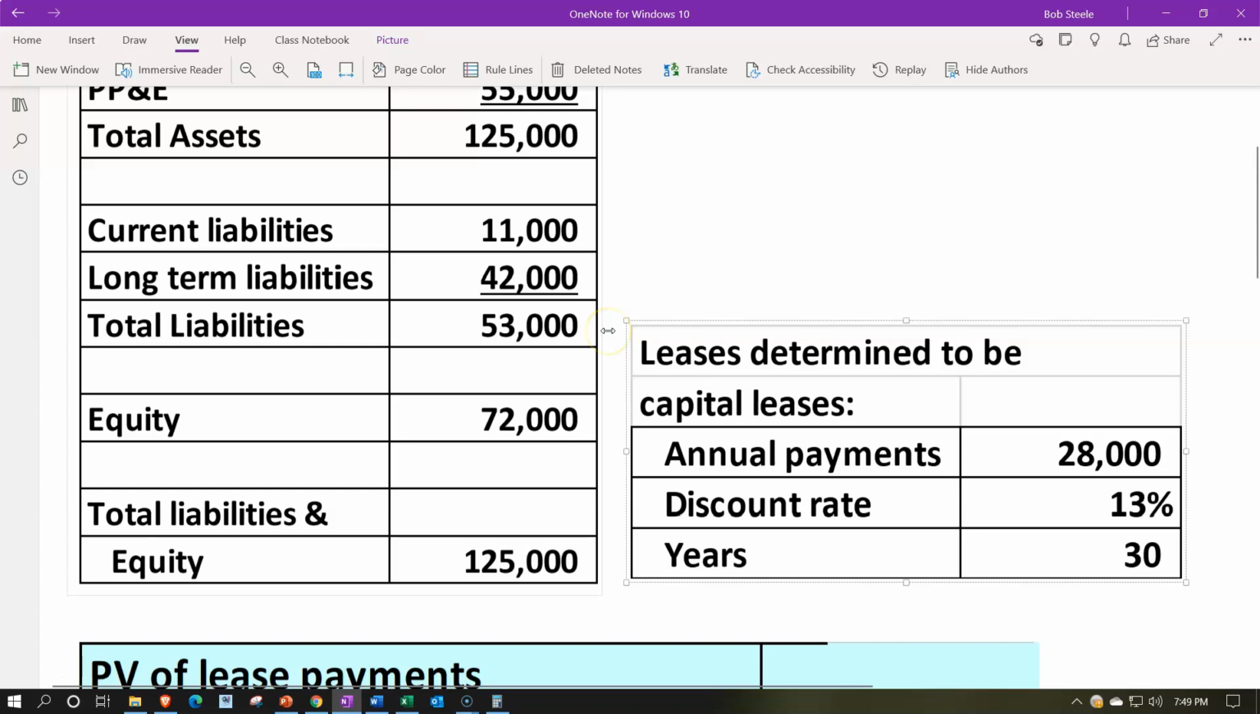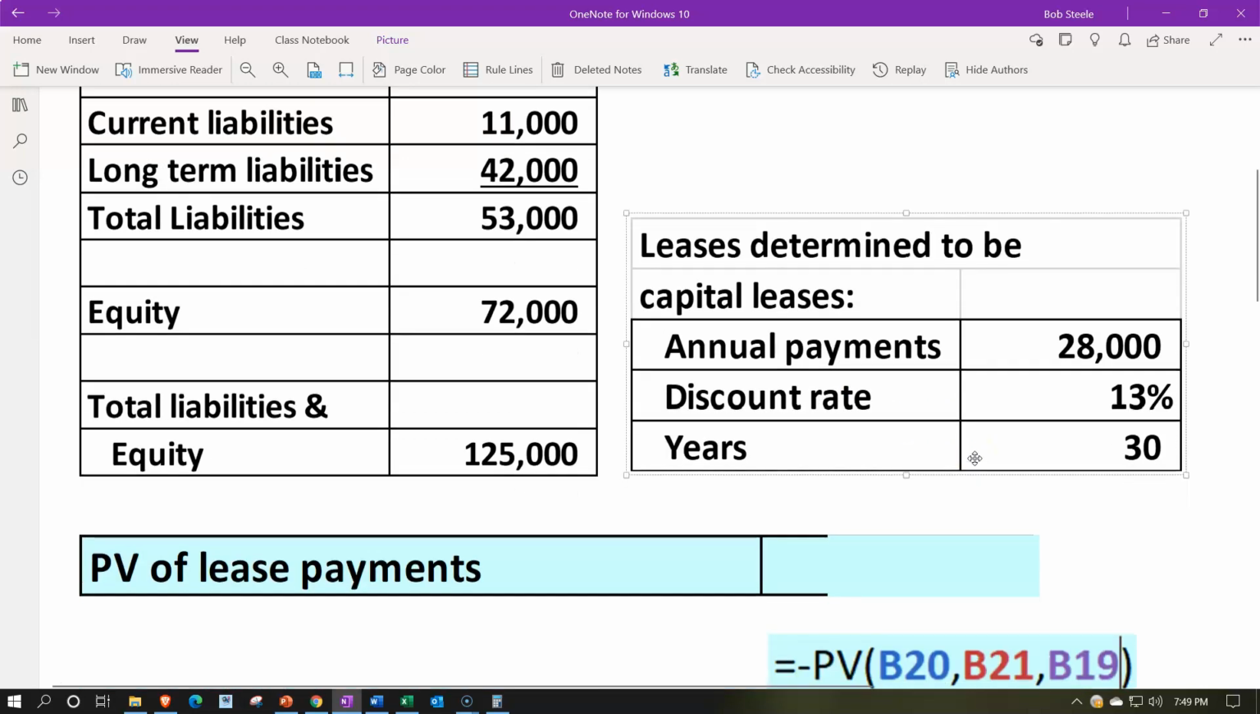Then we're going to say that there are leases that were determined to be capital leases, and they have annual payments of $28,000, discount rate 13% over 30 years. So now we got to say, okay, these leases then, we got to put them on the books. We got to put them on the books, kind of like we had the asset on the books, and then we financed it. So we got the asset and the loan that's in both sides going to have to go on the books.